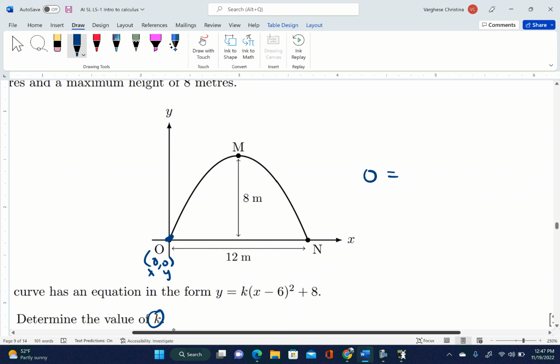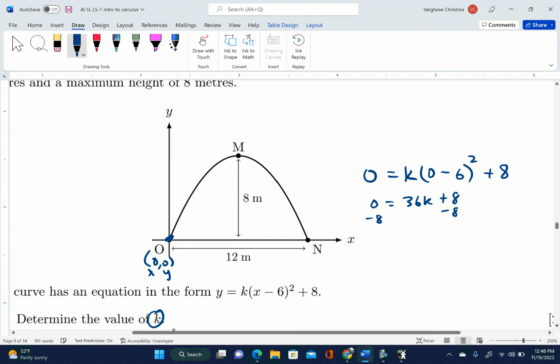There's an equal sign next. I don't know what my k is, so I leave that alone. My x is also 0, so I'm going to put that 0 there. I should not have closed it. So I do minus 6 squared plus 8. This is something that I can easily solve. Okay, so 0 is equal to 0 minus 6 is negative 6 squared is 36, so that's 36k plus 8.